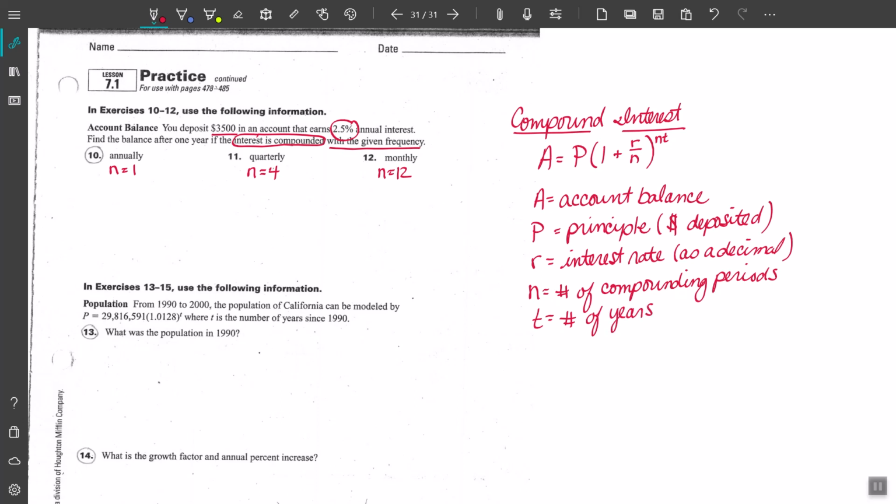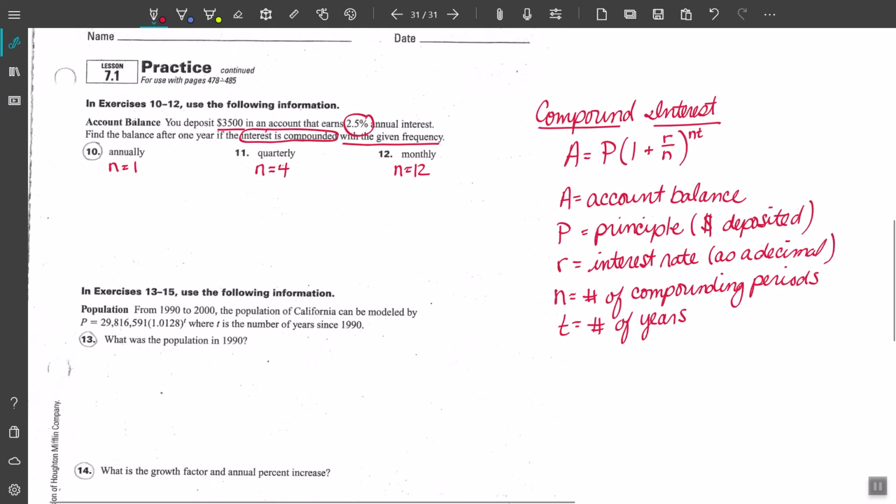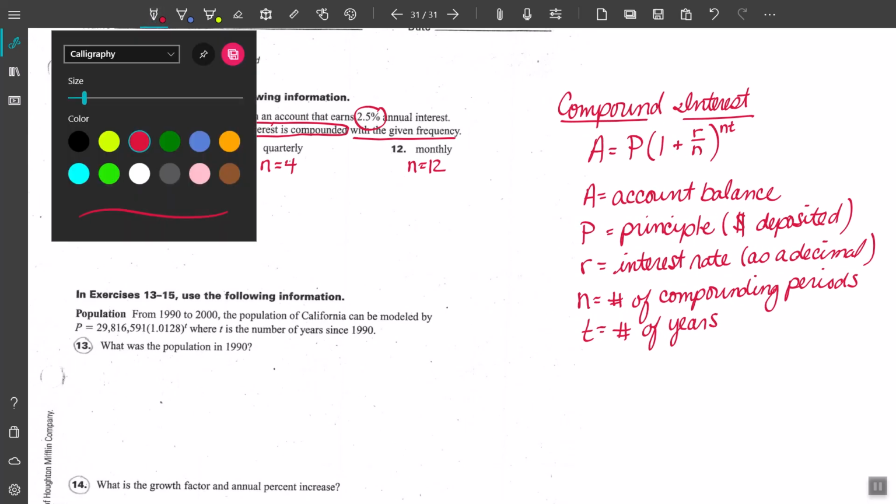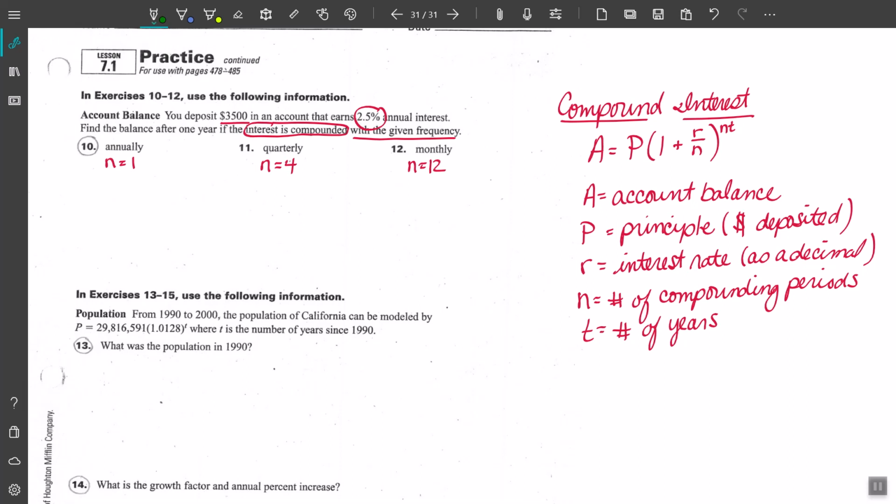So if we're going to fill in all of that information for number 10 over here, then it would look like this. They're asking us to find the account balance. That's what they say, find the balance. So that's A. They told us our principal was $3,500. Right, put my parentheses in. That 1 is a constant. It stays there. It's not ever going to change in this formula.